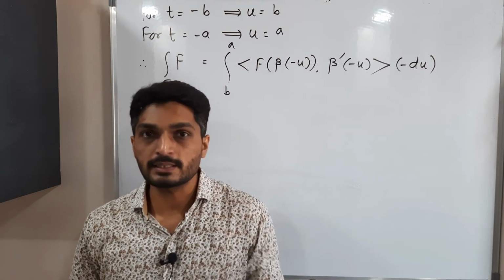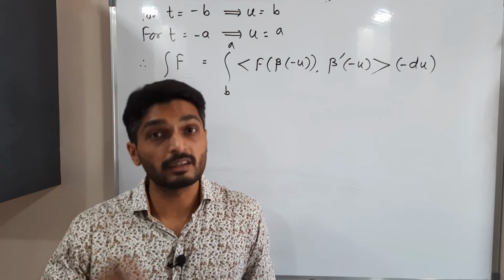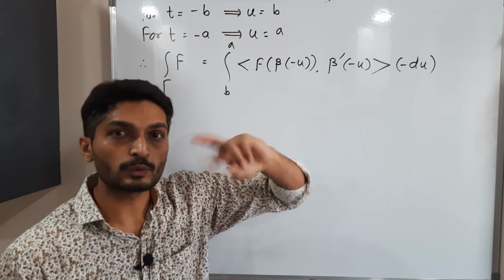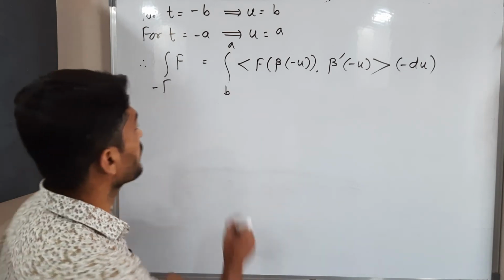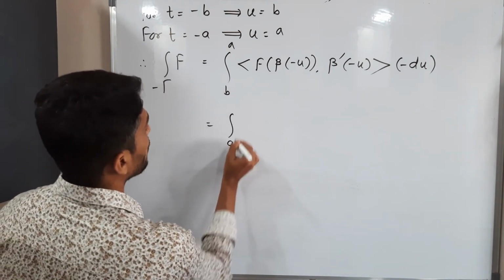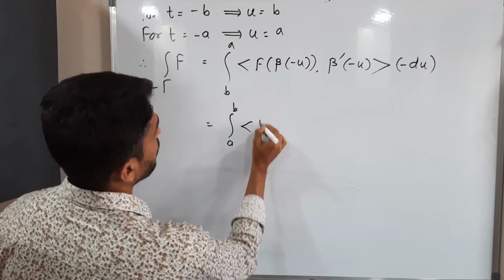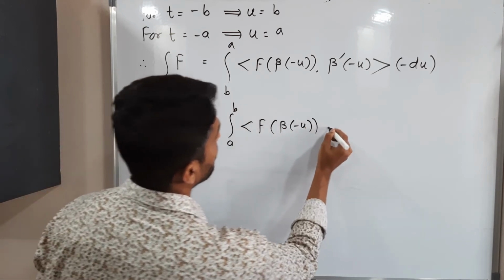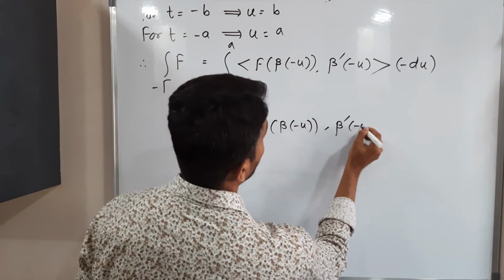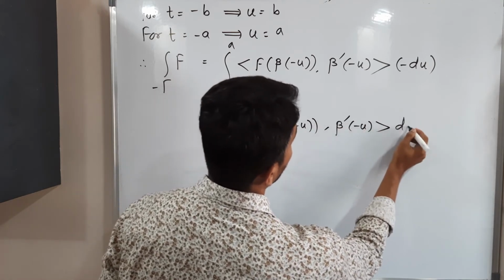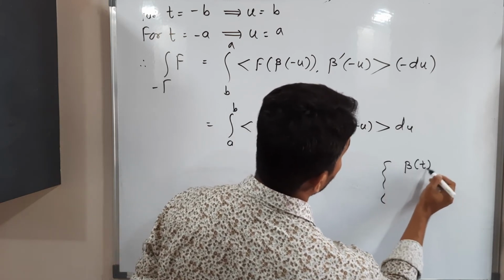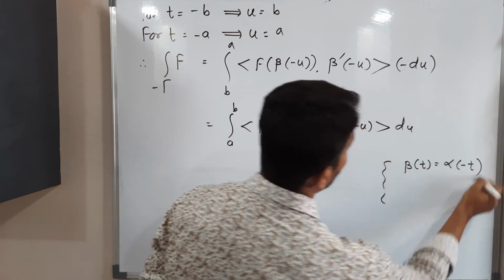The technique is very simple. I am going to use the properties of definite integral. That means if you wish to remove this minus sign, simply you need to interchange limits. So therefore, it will be integration a to b inner product f of beta of minus u, comma, beta dash of minus u du. But see, we know that beta of t is equal to alpha of minus t.